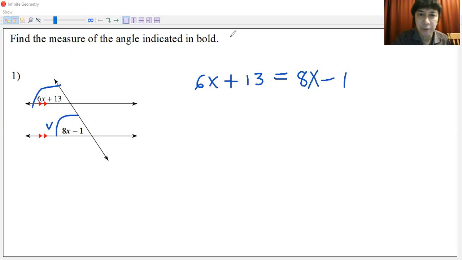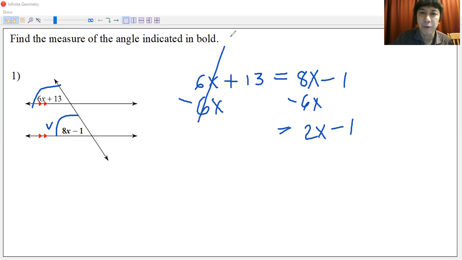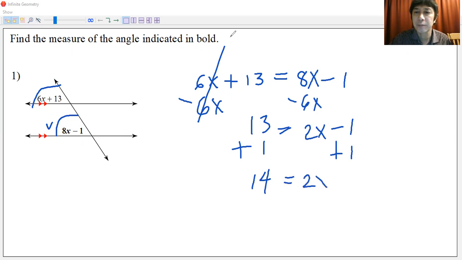All right, so we solve this equation. Minus 6x, minus 6x. You'll have 2x here, minus 1. This is 0, this is 13. And so we add 1 here, and add 1 on the other side. This gives us 14. This is 2x. And dividing both sides by 2, x is equal to 7. There. So we have the value of x.